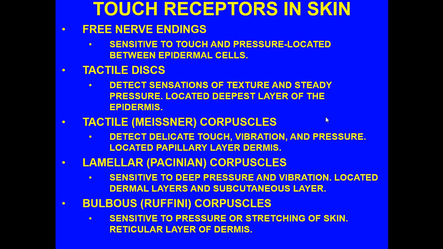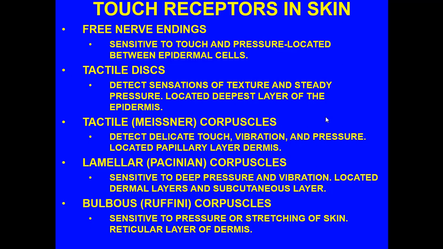The touch receptors in the skin, you're going to have a variety of them. Free nerve endings, which are sensitive to touch and pressure, are located between the epidermal cells. Tactile discs basically detect sensations of texture and steady pressure. They're located deep in the deepest layers of the epidermis. Meissner corpuscles, or tactile corpuscles as they're called, detect delicate touch, vibration, and pressure. They're located in the papillary layer of the dermis.